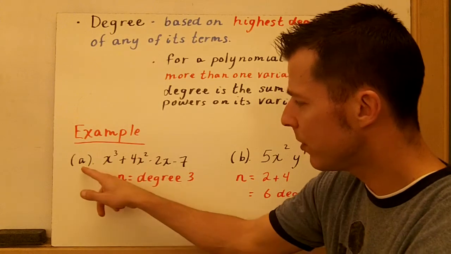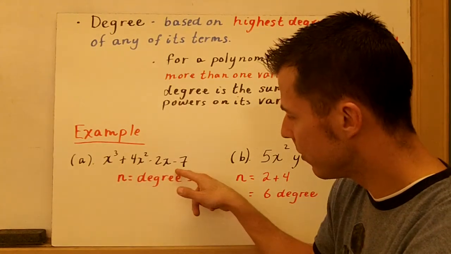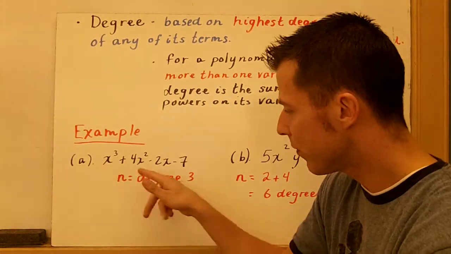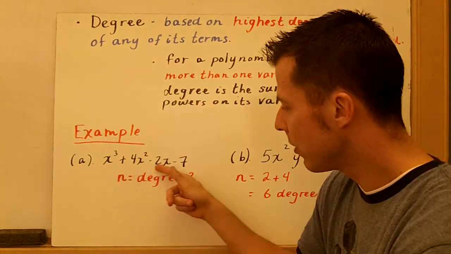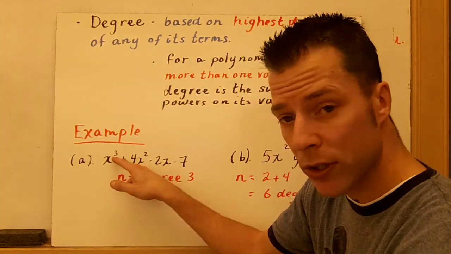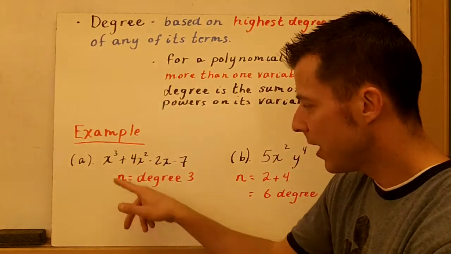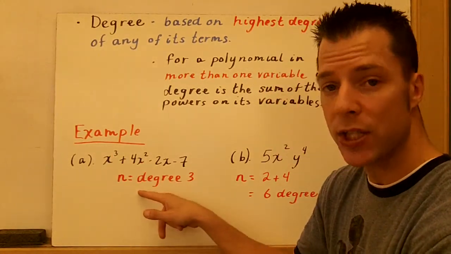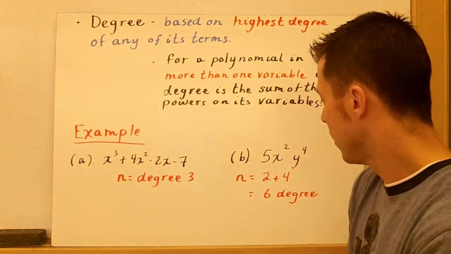And so here's an example in part A. This is a polynomial, okay? It's a collection of monomials. There are no negative powers. There are no fractions where x is in the denominator. Okay, so here's a polynomial. It's in standard form, meaning we start with the largest power and work our way down. And the largest power on our variable is 3. So this would be called a degree 3 polynomial.